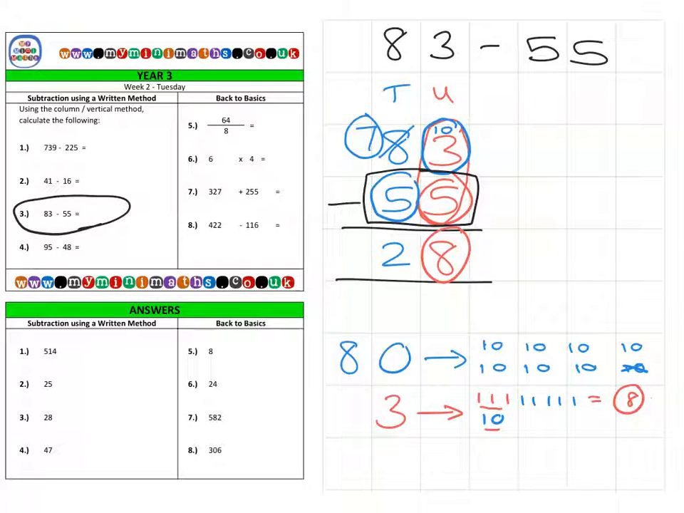And then finally, we're going to start with 8 tens, which is now 7 tens because we borrowed 1, don't forget, and we're going to take away 5 of them. So that's 1, 2, 3, 4, 5, and that leaves us with the 20 here for a final answer of 28.